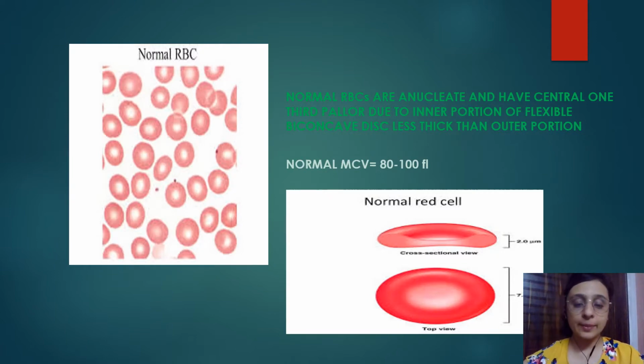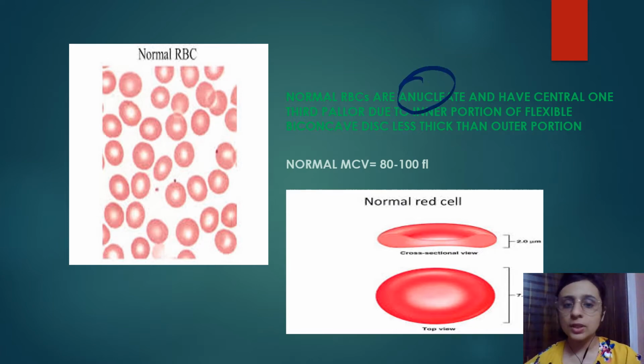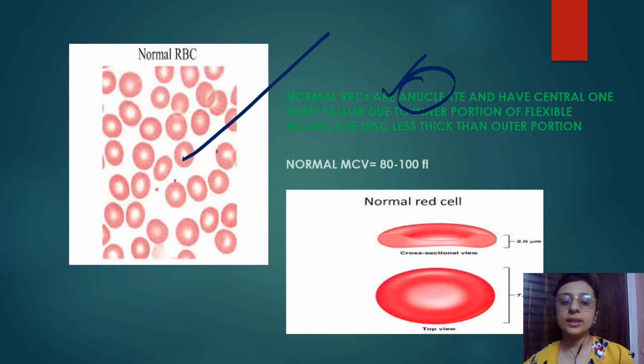See, the normal RBCs, can you appreciate two things? Okay, so we'll see they are anucleated. Can you appreciate any blue color nucleus? No, they are anucleated. And second, you can appreciate the central 1/3 pallor in the normal RBCs. Now, what is the cause of that normal central pallor?